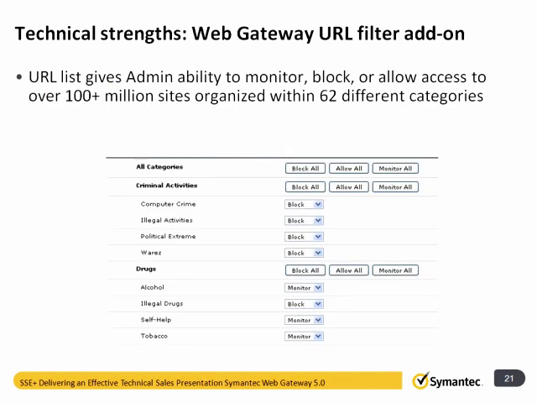The next thing we're going to look at is the URL filtering module. The URL filtering add-on gives administrators the ability to monitor, allow, or block access to over 100 million sites organized within 62 different categories. This slide shows an example of two of those categories and some of the subcategories that exist below it. One thing to remember here is that the URL filtering is an add-on. It doesn't come with the base Web Gateway license, so that's just something important you'll want to remember.